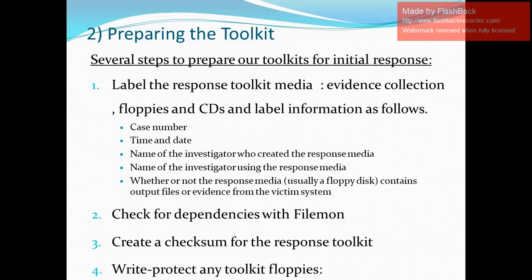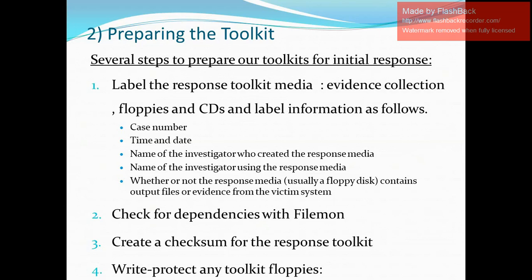After gathering the tools, you have to prepare the toolkit. For preparing the toolkit, you need to ensure that the toolkit will function exactly as intended and not alter the target system. We have to take several steps to prepare our toolkits for initial response. The first primary step when you are starting the procedure is to give label names to the response toolkit media. Why? Because the evidence collection floppies or CD drives carry label information as follows. The label information will give clarity about which device, which particular equipment, you are using for that particular crime scene.